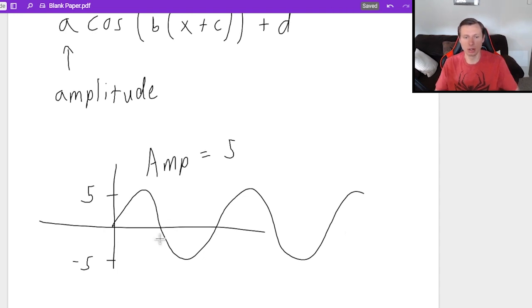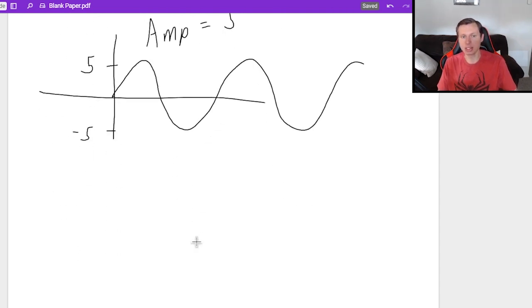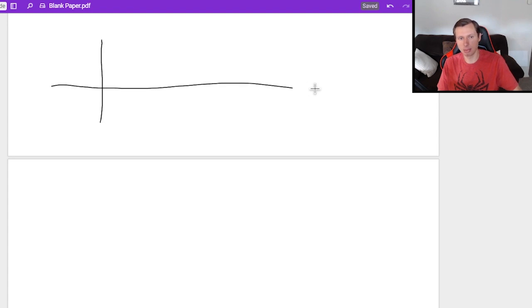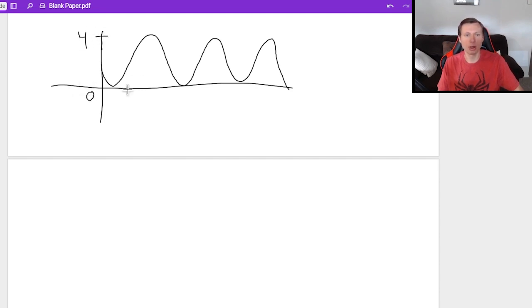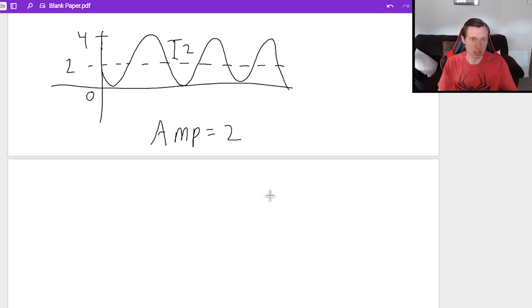You always measure from the center. So basically that means if I have a more complicated example like this, and we go up and down from, let's say, top 4, bottom 0, well, the middle line here is 2, because between 0 and 4 is 2, and the amplitude would therefore only be the distance from the middle to the top. That distance is 2, so the amplitude would also be 2. So that's how we measure amplitude, from the center line, so be careful.